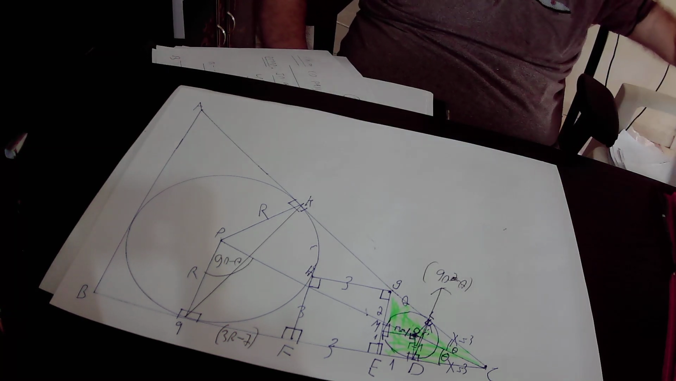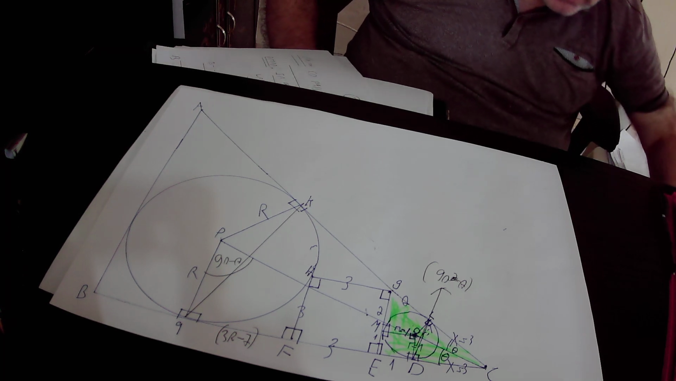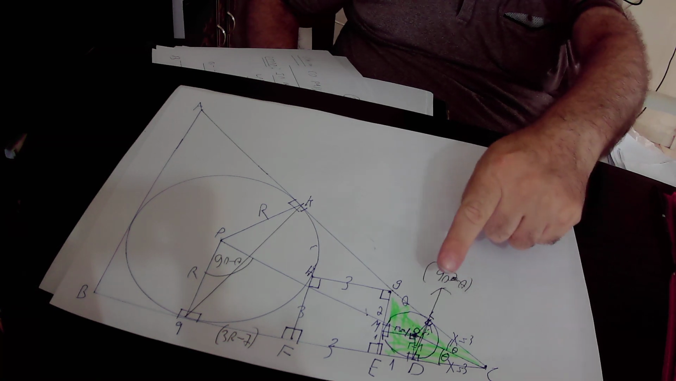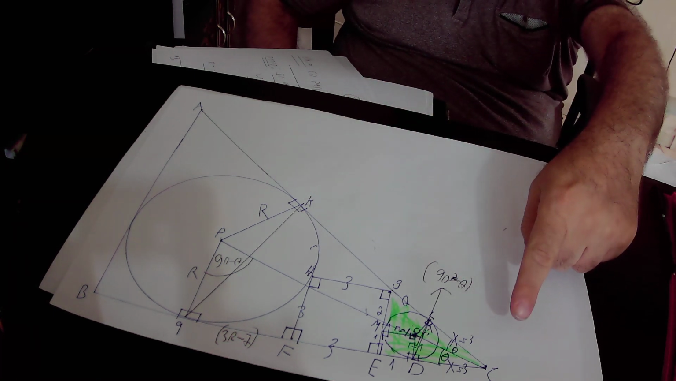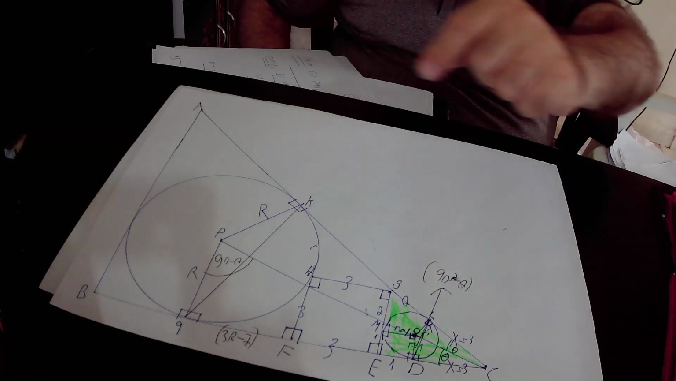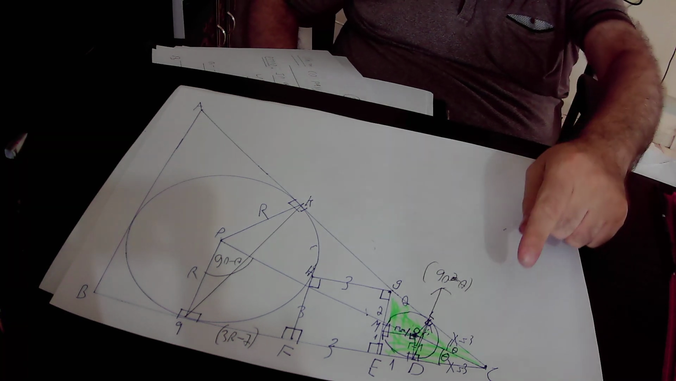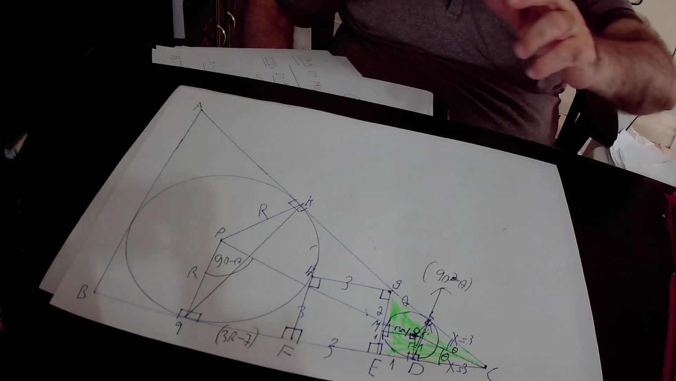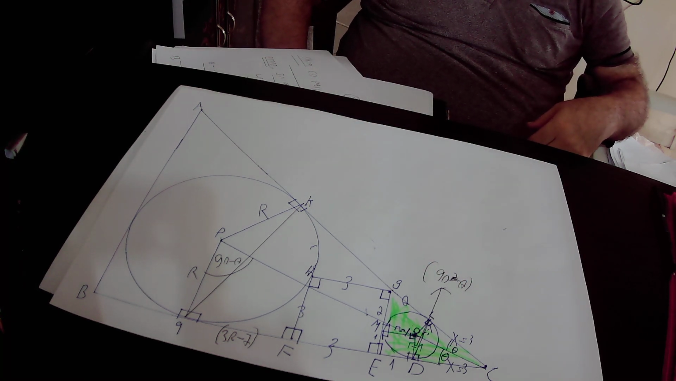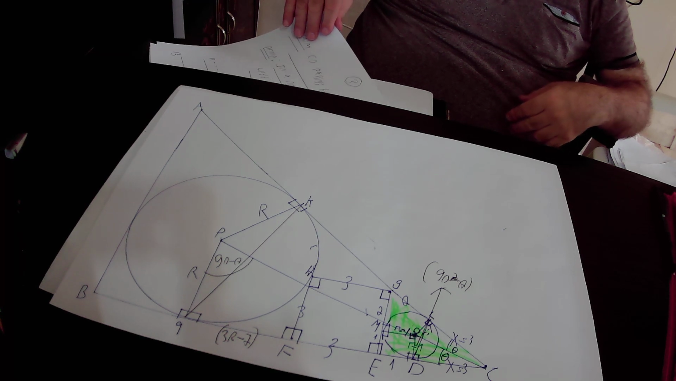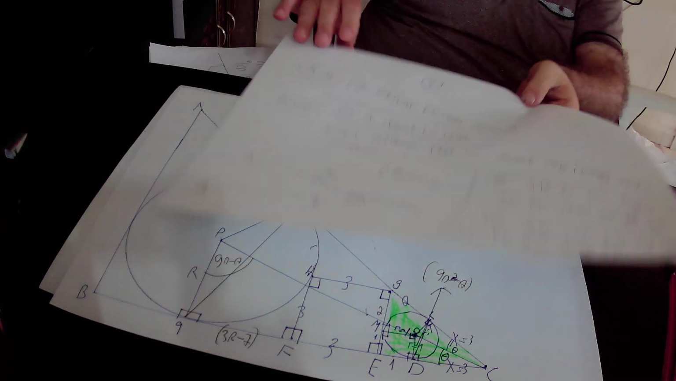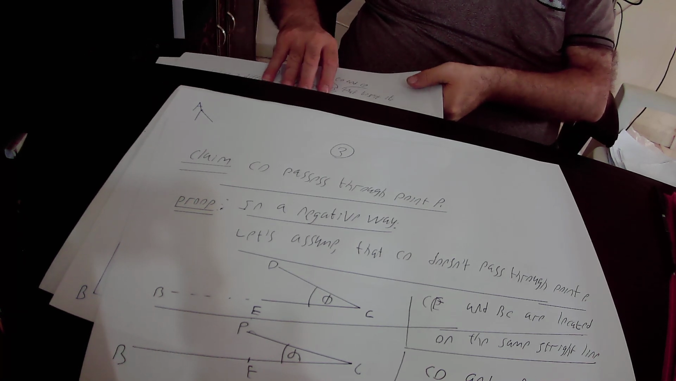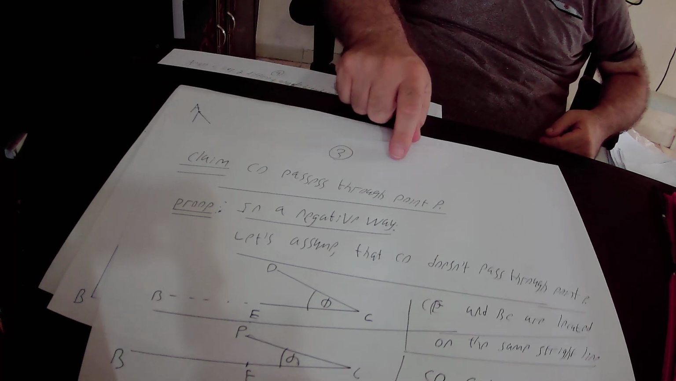Okay, and then we had a claim. According to our claim, CO passes through point P. Again, the angle bisector CO passes through point P. Or in other words, according to our claim, points C, O, and P are all located on the same straight line. I'll repeat the claim. According to our claim, CO passes through point P.